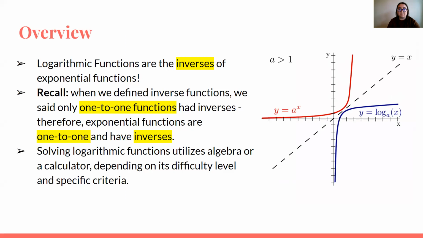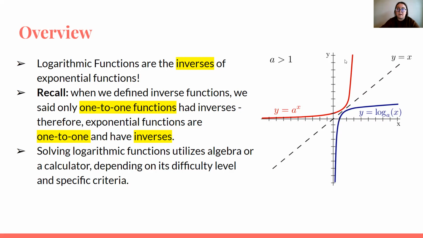We want to recall that when we defined inverse functions, we said that only one-to-one functions had inverses. Therefore, exponential functions are one-to-one and they have inverses. So this means that logarithmic functions are also one-to-one, since their inverses would be exponential functions. So we see that they're inverses of each other.